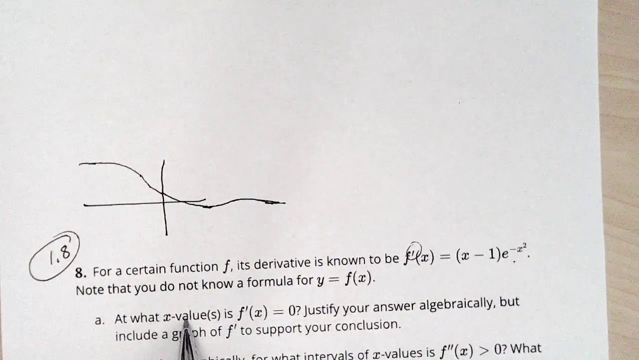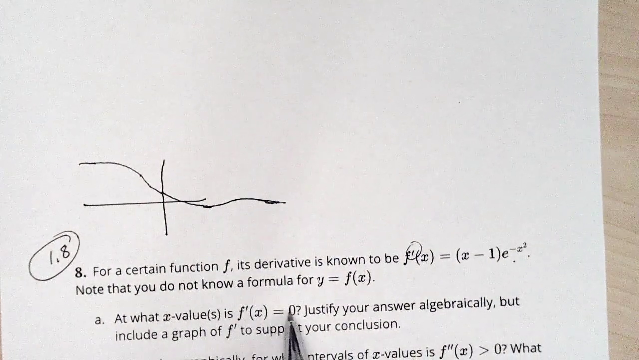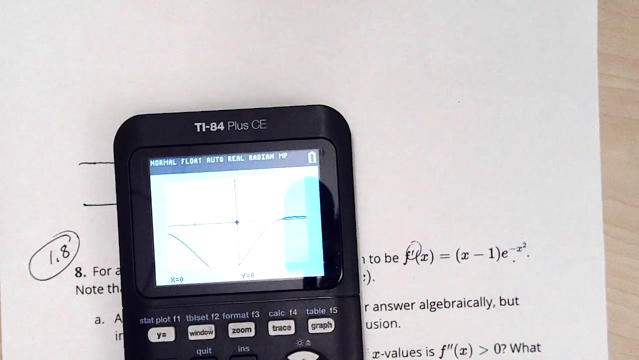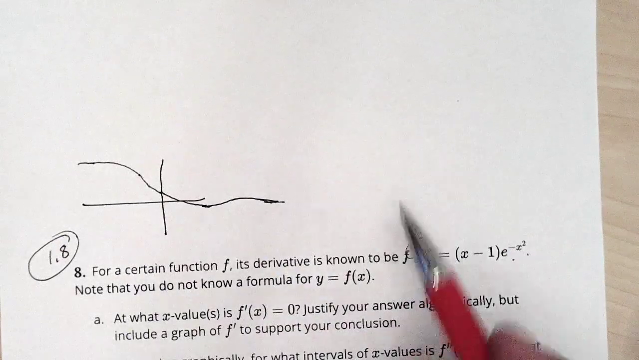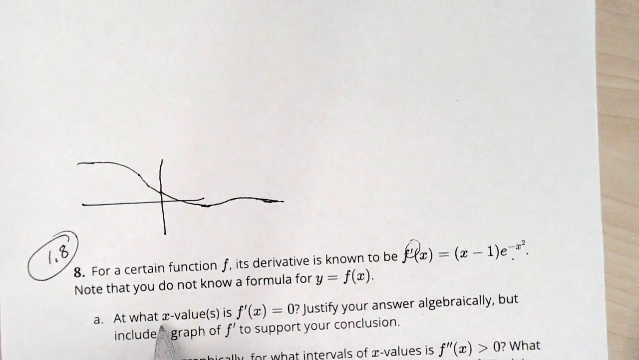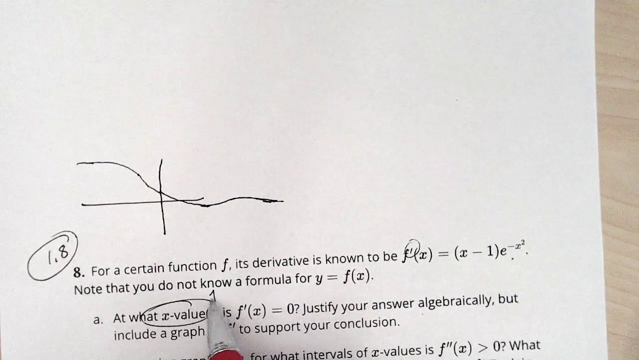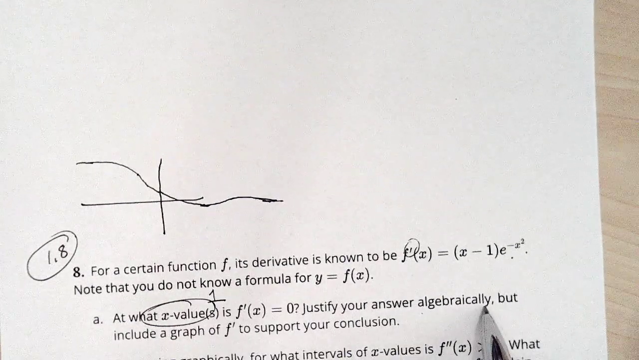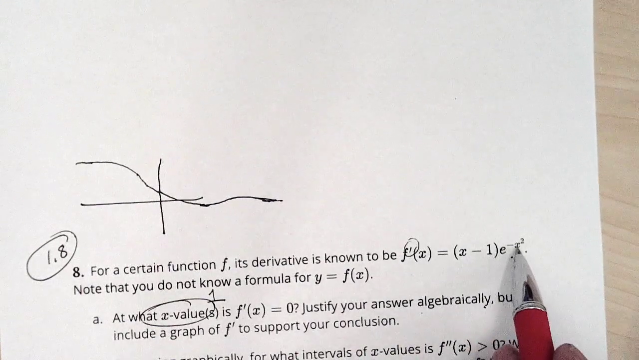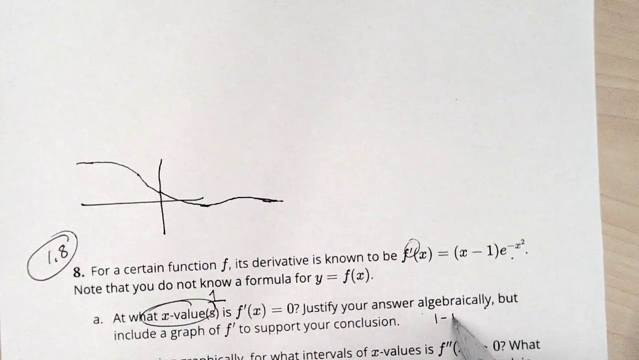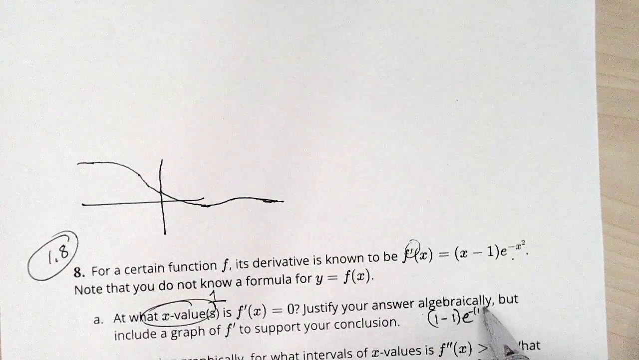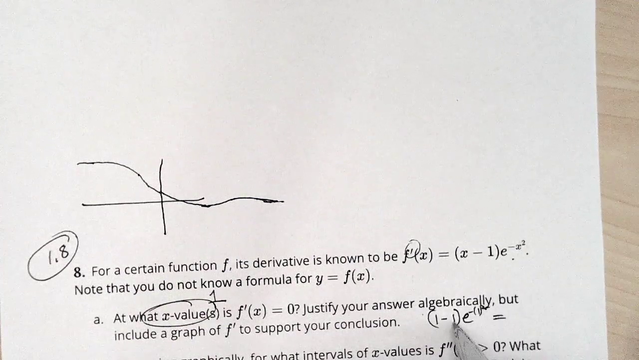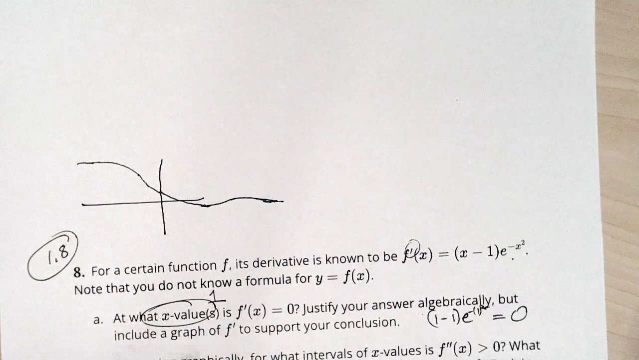At what value of x is the first derivative equal to 0? This is the graph of the first derivative, and it is 0 only at 1. Justify your answer algebraically. Put 1 in here, we get 1 minus 1 times e to the negative 1 squared, and 1 minus 1 is 0. So this is just 0. The slope is 0 at 1.